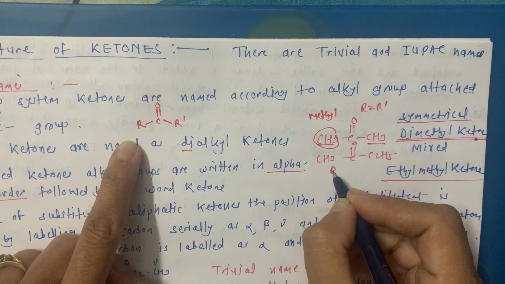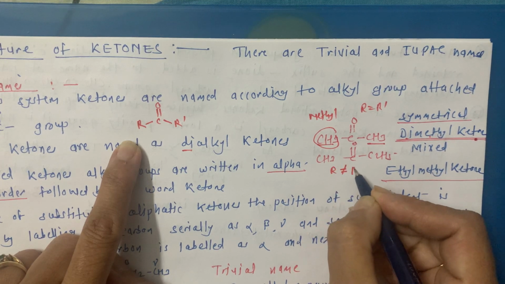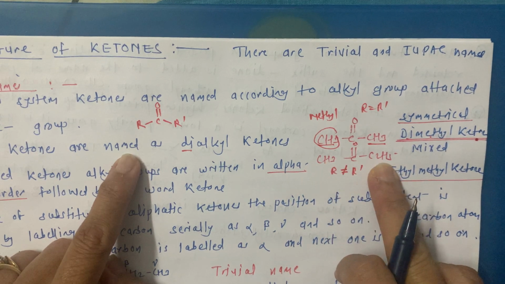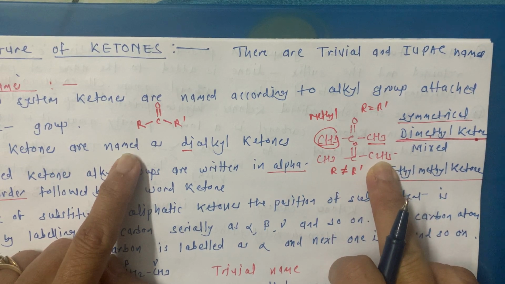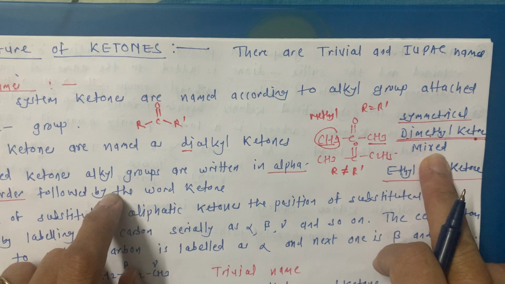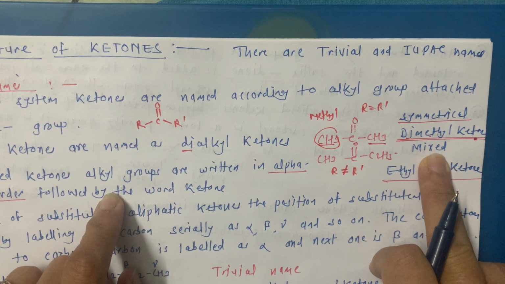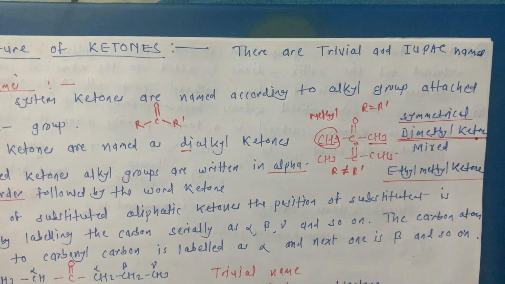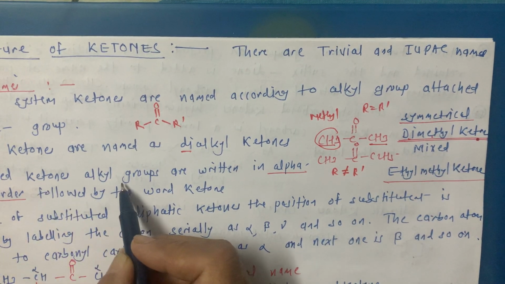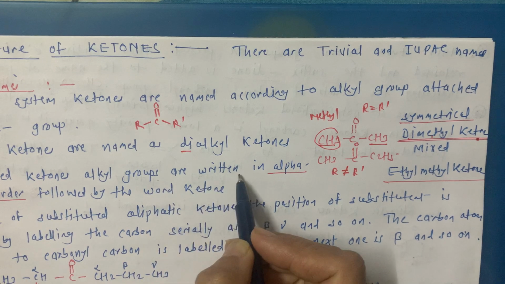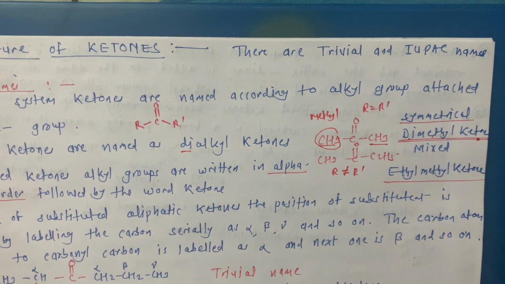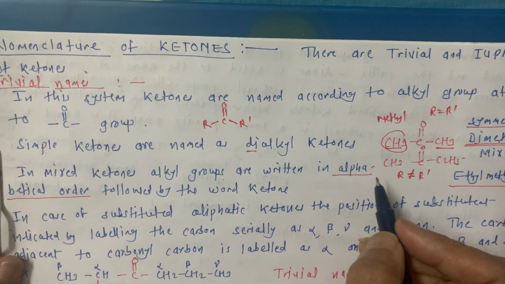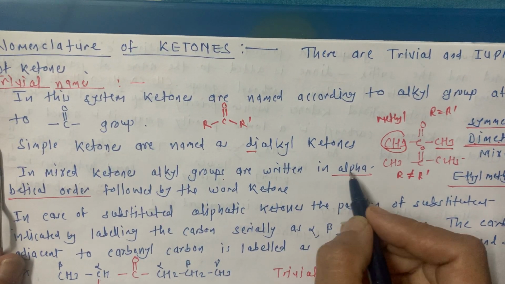But it may be possible that R is not equal to R dash. For example, here it is a methyl group while here it is C2H5 group. Then this is known as mixed ketone. Two groups are mixed, so this is known as mixed ketone. And in case of mixed ketones, alkyl groups are written in alphabetical order. This is very common for us. Up till now we studied so many things where we mention alphabetical order.